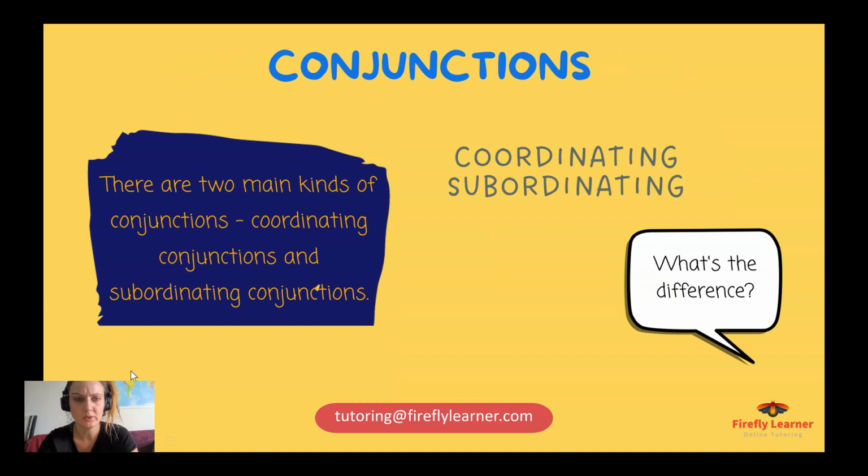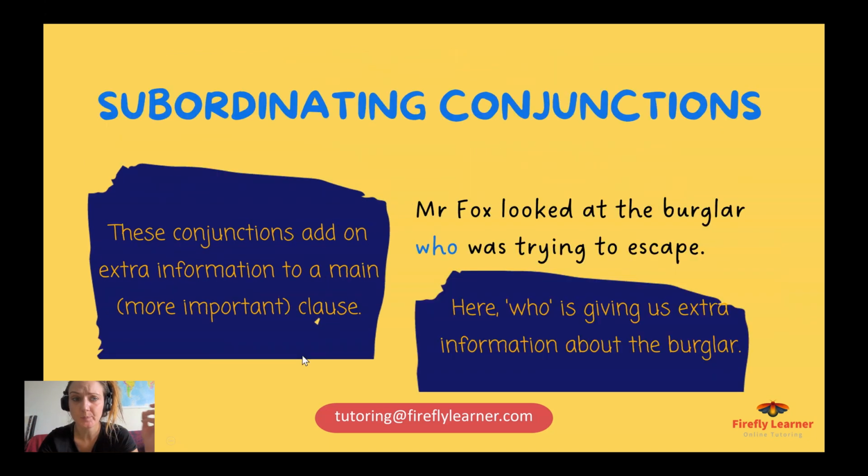So what's the difference? Why do we have some conjunctions called coordinating conjunctions and some that are called subordinating conjunctions? So I'll briefly explain subordinating conjunctions because today we're going to really focus on coordinating conjunctions. Subordinating conjunctions add on extra information to the main clause. The main clause is the important point that you're trying to make. The subordinating conjunction joins a subordinating clause. So the subordinating conjunction always comes in front of the subordinating clause, and that entire clause is just adding extra information to the main clause.